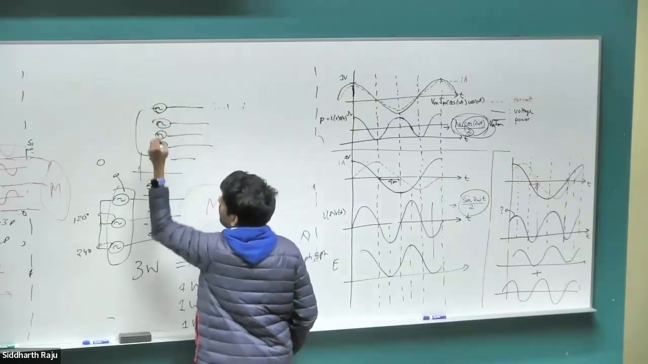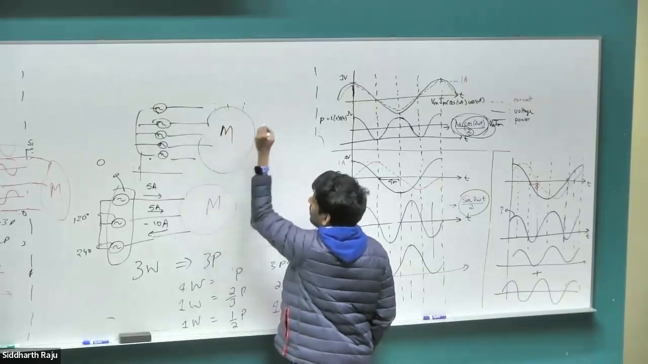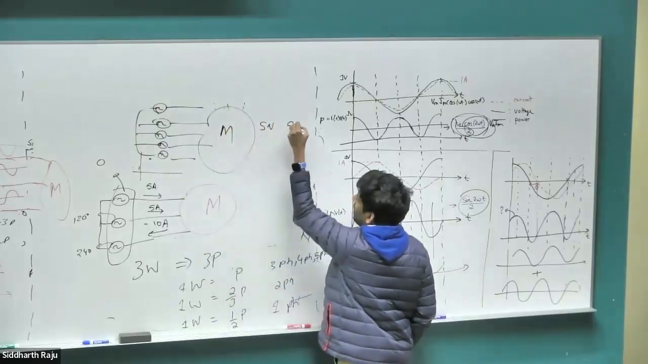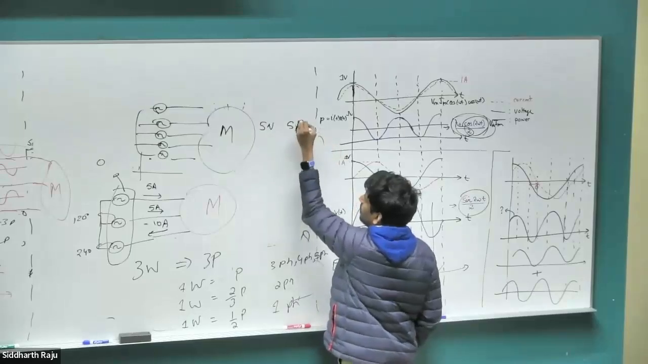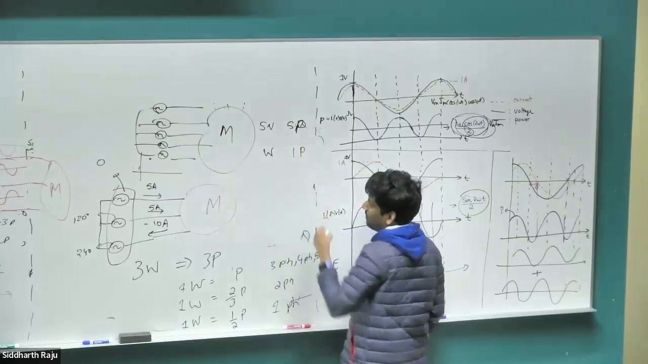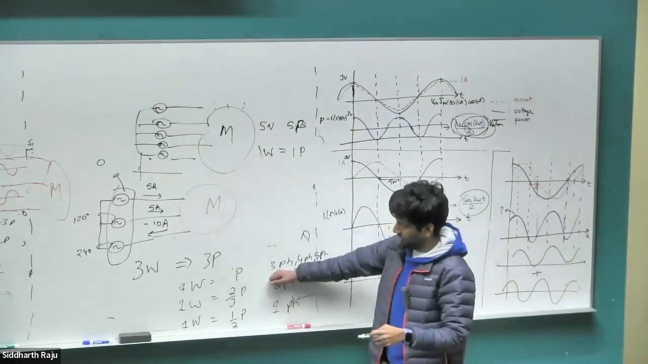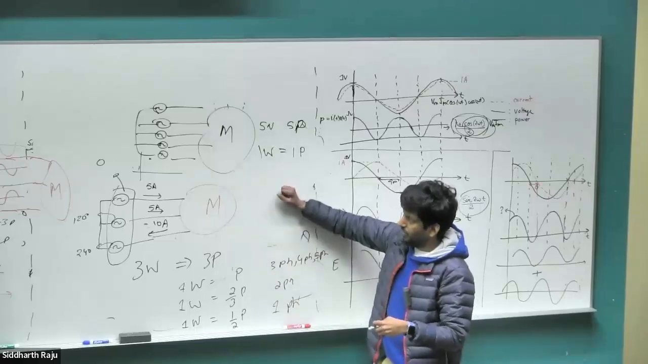All of them share the same common return. And you have a 5-phase motor. So you have 5 wires, 5 times the power. So the power per wire is just 1. So that's why we settled at 3-phase system, because you can go higher, but you don't gain anything out of it.